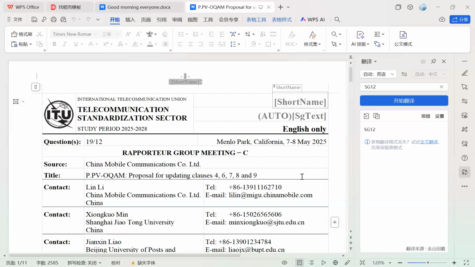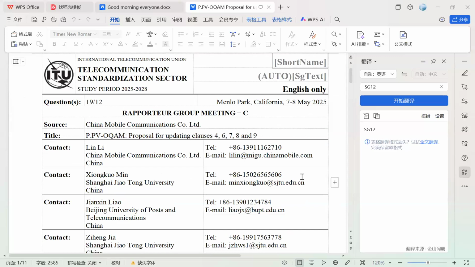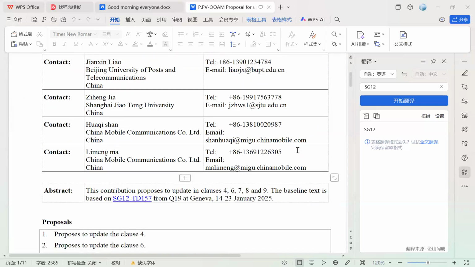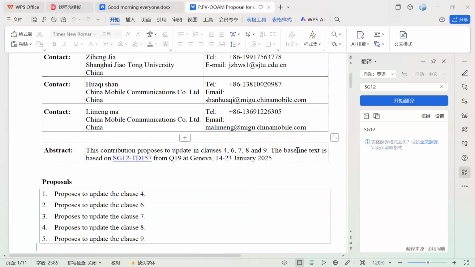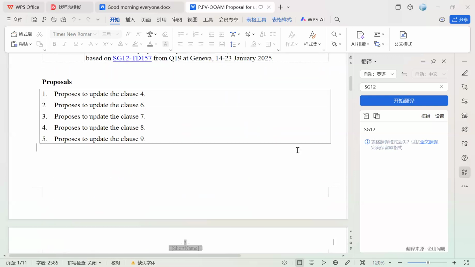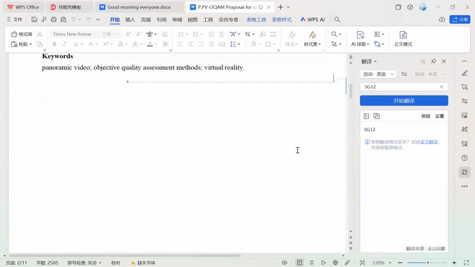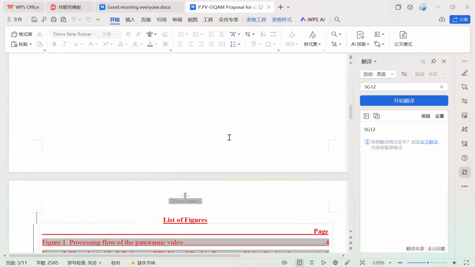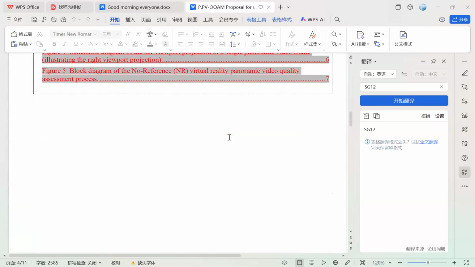Yes, thank you. This contribution is from Limon from China Mobile. Its contribution is about OQAM, and we updated sections 4, 6, 7, 8, and 9. This basic text is based on SG13 TD115.7. Let me introduce it one by one. Let's go to the modification part. We added the table of contents, and then the list of figures.